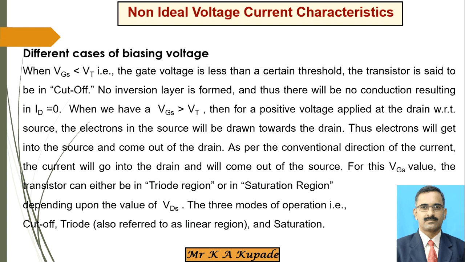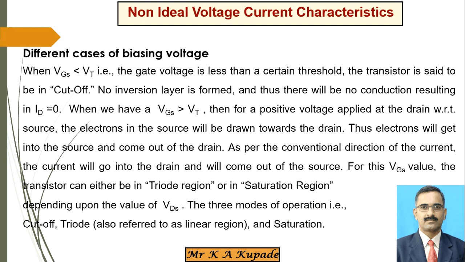During that condition, there is no current flowing from drain to source, because no layer is formed in that particular channel, which is called the inversion layer. It is not generated, and due to that there is no current. This is the one condition.